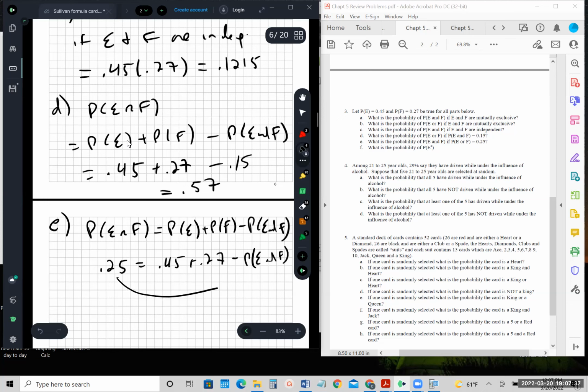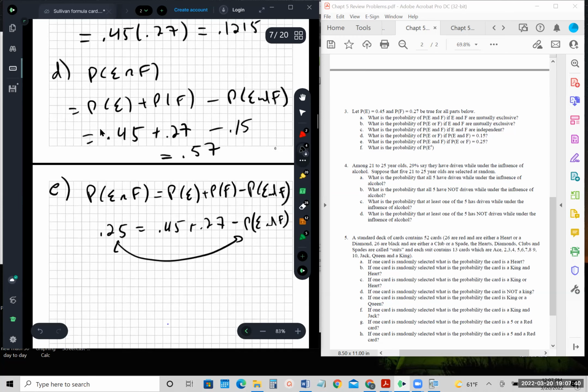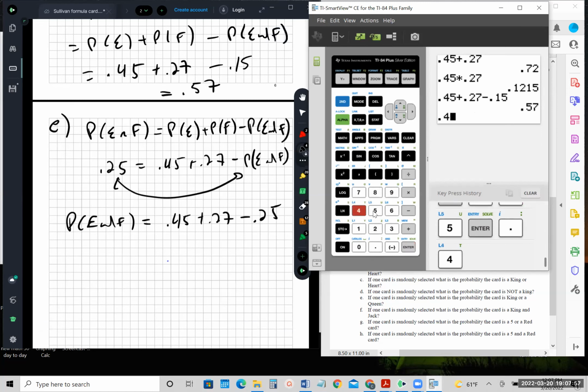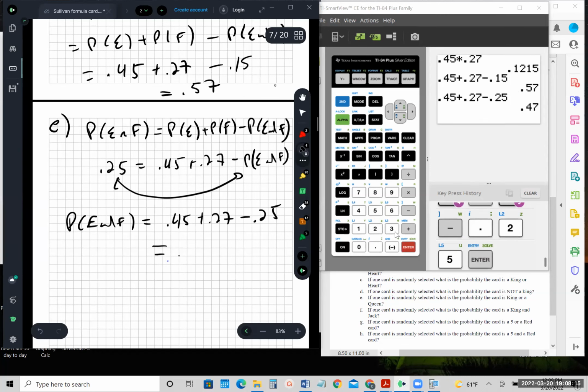So what I would do is use math and switch sides with those two things. So put the 0.25 on the right, the probability of E and F on the left. And what you'll get is 0.45 plus 0.27 minus 0.25. And that's just a little bit of algebra there. And so if we actually do the math, 0.45 minus 0.27, I'm sorry, plus 0.27. I guess it's just my brain. Subtract when I'm supposed to add, and then minus 0.25. So double check, yeah, I typed it in right now. So 0.47. And that would be that one.